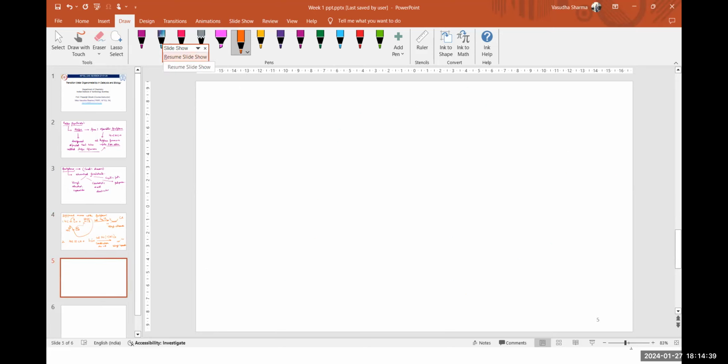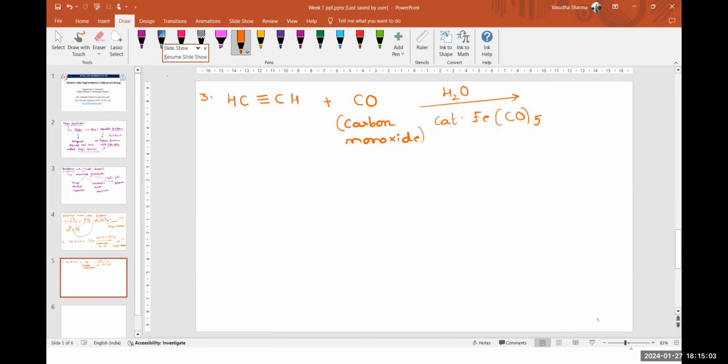Next, what we have in hand is HC triple bond CH. When it reacts with carbon monoxide, in presence of water and the catalyst nickel carbonyl, it will give you a cyclic product having hydroxyl groups.